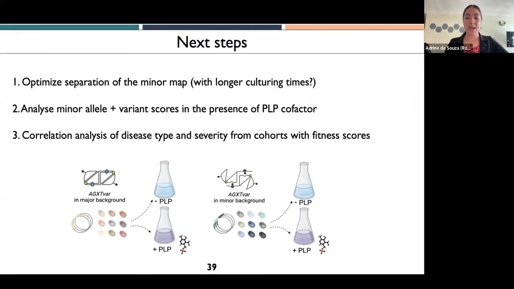As a next step, I want to optimize the separation of the minor allele. Maybe I'm going to culture this for a long time, to make sure that the yeast get enough doublings with the minor allele defect, and analyze this map in the presence of the cofactor PLP. And I want to finalize the correlation analysis between disease type, severity, and fitness scores.